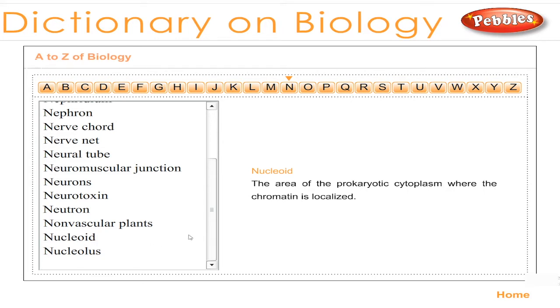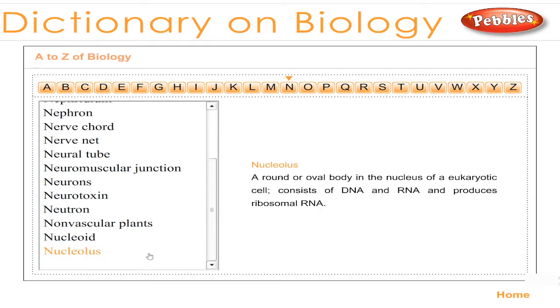Nucleoid, the area of the prokaryotic cytoplasm where the chromatin is localized. Nucleolus, a round or oval body in the nucleus of a eukaryotic cell, consists of DNA and RNA and produces ribosomal RNA.